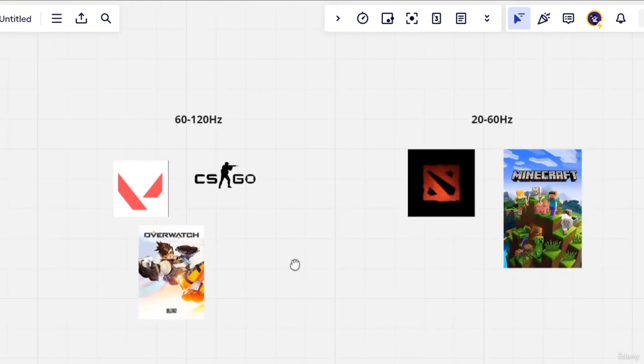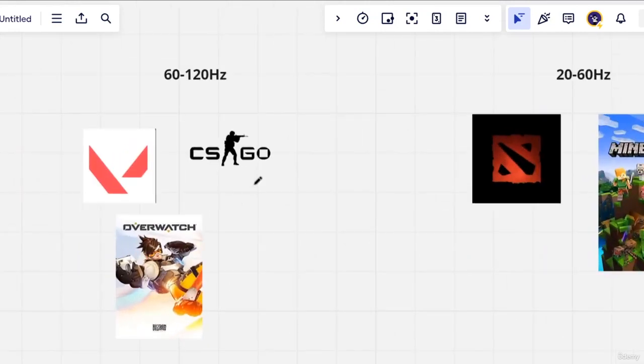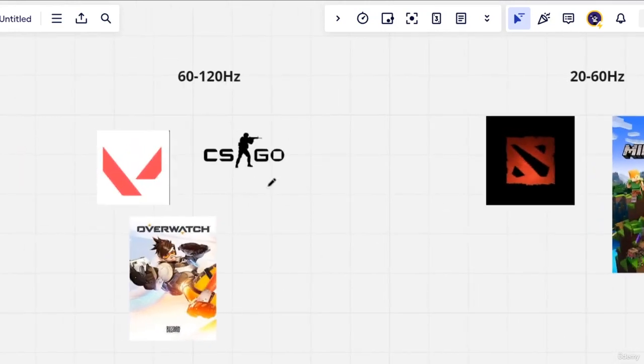Now let's take a look at an example here. So let's say we have a competitive game such as CSGO, Valorant, and Overwatch. By default, they run around 60 Hz to 120 because they require precision, and also the game is highly competitive compared to other games.